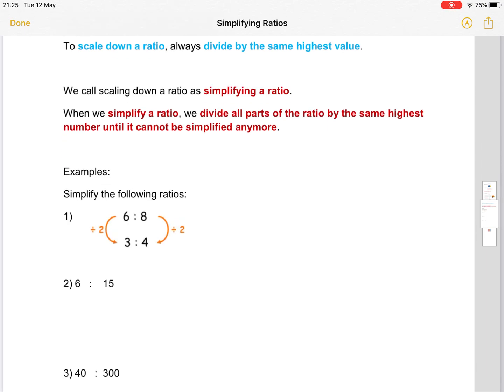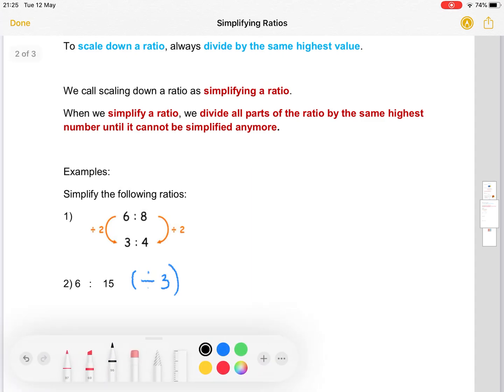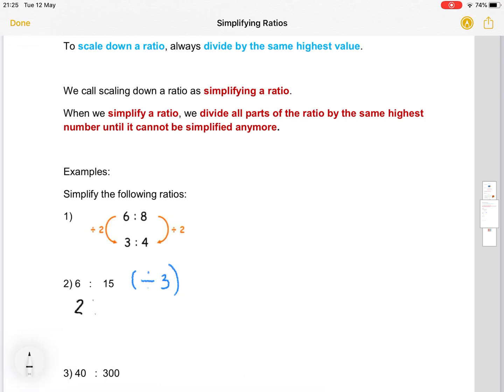The 6:15. The 6 is even, the 15 is odd, but both 6 and 15 are multiples of 3. So I can simplify both parts by 3. So I'm going to write my working. Division by 3, both parts. Write the working, boys. It's very important. This is the working. Now, 6 divided by 3 is 2. 15 divided by 3 is 5.